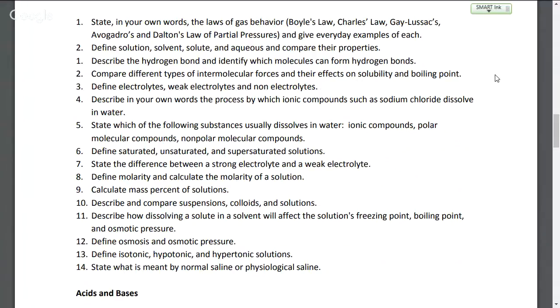Probably the biggest chapter we've done since the last exam is talking about gases and liquids and solutions. So make sure that you can describe the different gas laws that we looked at in the lab with the balloons and stuff. Make sure you know those. The intermolecular forces was big.